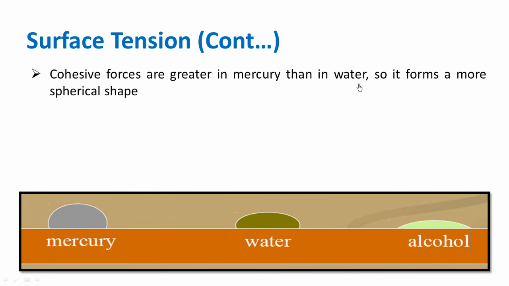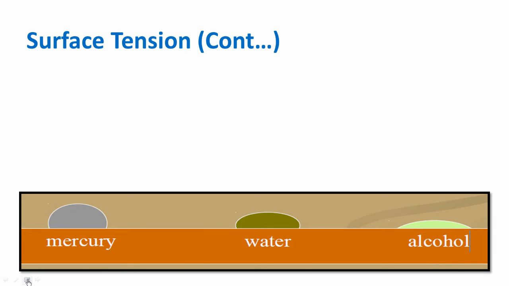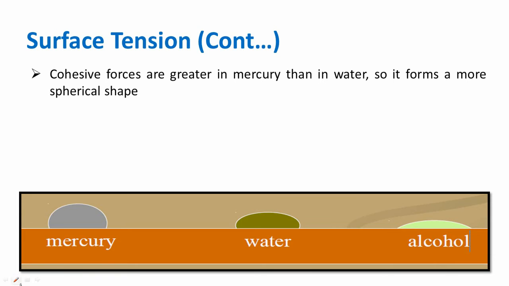Then cohesive forces are greater in mercury. That means molecule to molecule attraction is more in mercury compared to water, so it forms a rounder spherical shape. You can see here, this is the mercury. It is rounded or spherical compared to the water, because there are more cohesive forces in the mercury.